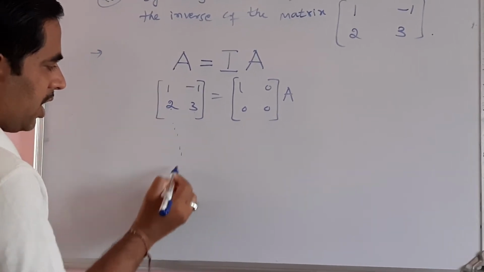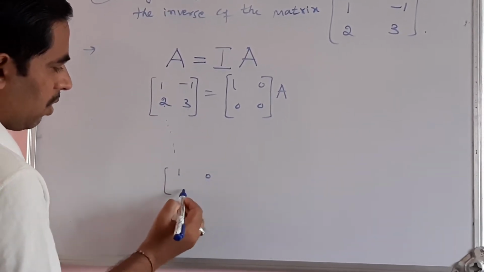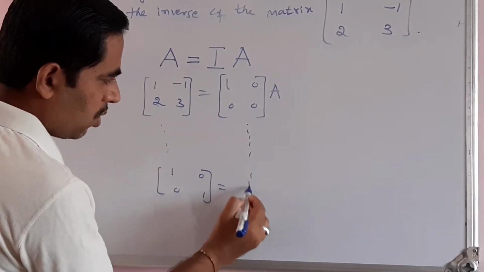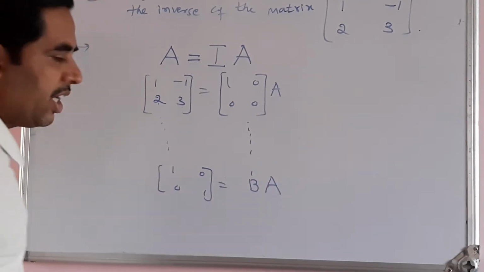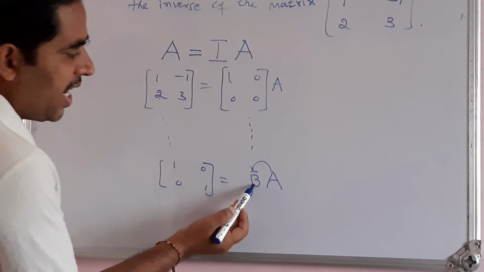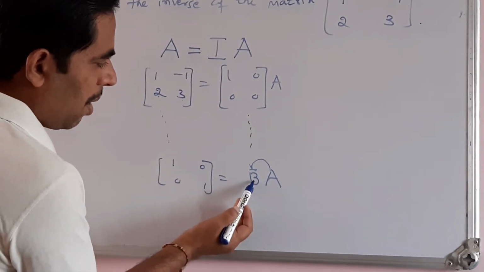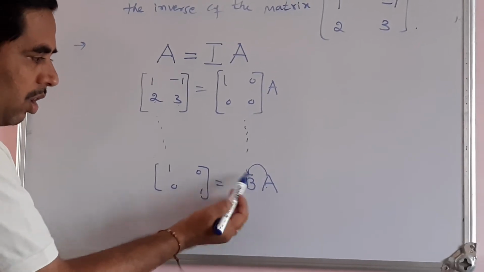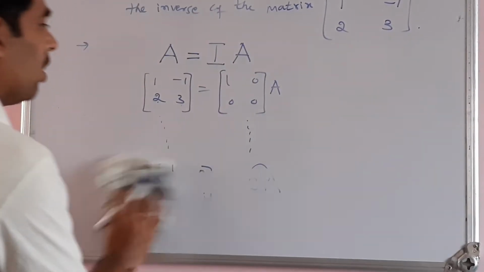So the left hand side should be reduced to [1 0; 0 1]. Correspondingly, the right hand side will be reduced to something like B into A, where B is some other matrix. Then we say that B is the inverse of A. Then we write the inverse, whatever we got in place of B. So that is the procedure here.